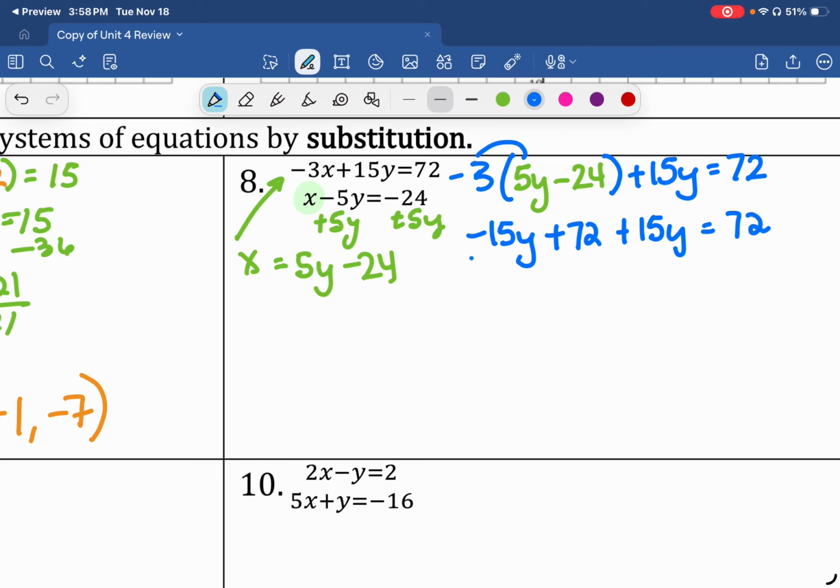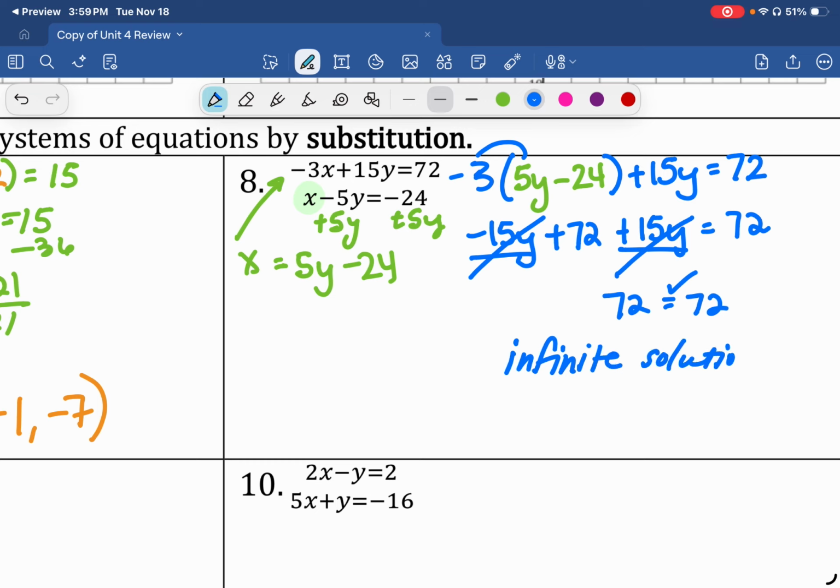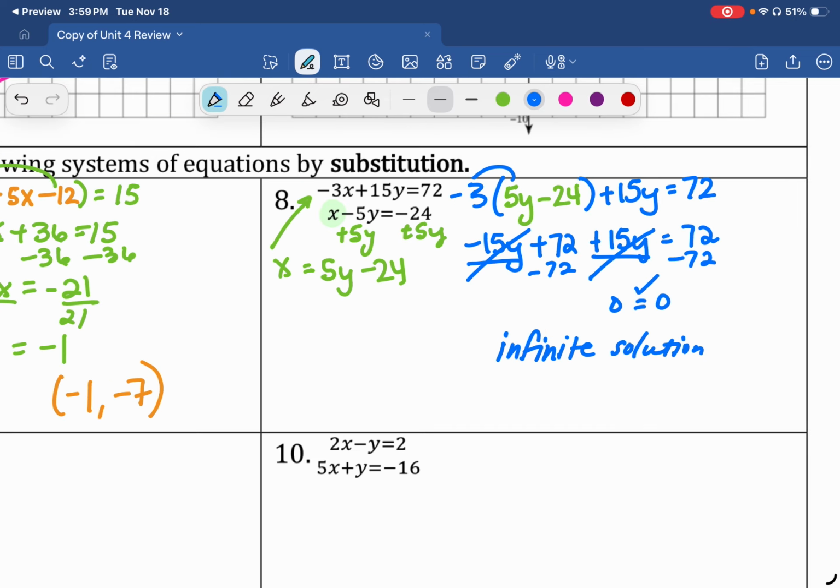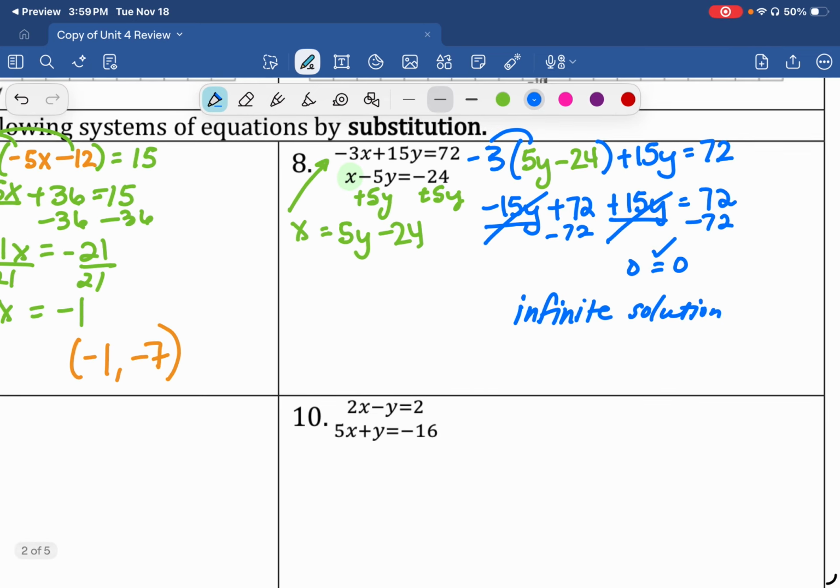Here, combine like terms, both of those things. So they cancel out because it's negative 15 plus 15. And we get 72 equals 72, which is a true statement. So this means it is infinite solutions. You could have also looked at it as if you subtracted 72 on both sides and got 0 equals 0. That is an infinite solution as well. Either way you write it, you will get full points for that.